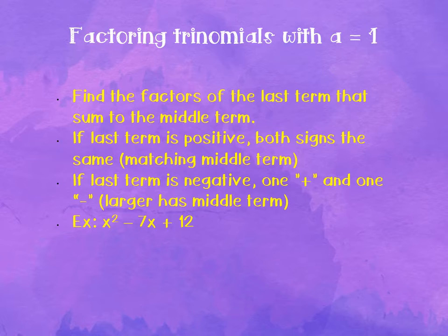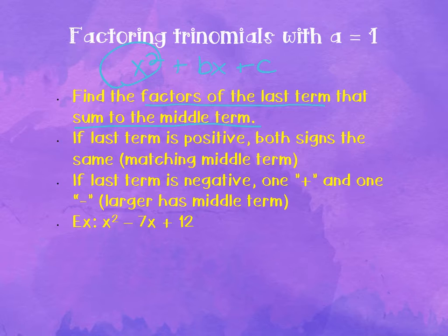The most typical and easy kind of factoring that a lot of us remember are these. When we're factoring and the A is 1, meaning the very first term is a positive x squared and then plus bx and then plus c. There's no other number than 1 on the front of that. And the way we factor that is to find the factors of the last term that sum to the middle term.